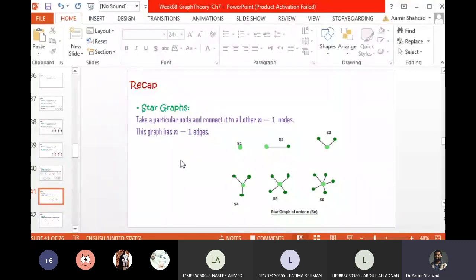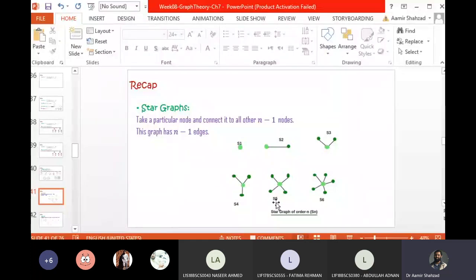Sometimes we come across star graphs. A star graph is just, you have n nodes, you pick one node, and the remaining n-1 nodes you connect to this node. So one node becomes a central node and all other nodes become peripheral nodes connected to the central node. So one is a hub node, a central node, and all other nodes are connected to the central node.